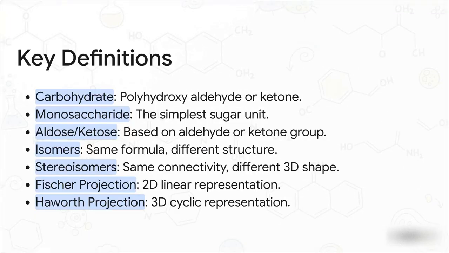All right, let's run through the essential vocabulary. You absolutely need to know what a carbohydrate is. You should be able to spot a monosaccharide and classify it as an aldose or ketose. And crucially, make sure you understand the difference between a general isomer and the more specific stereoisomer, and know when to use a Fischer versus a Haworth projection to draw them.